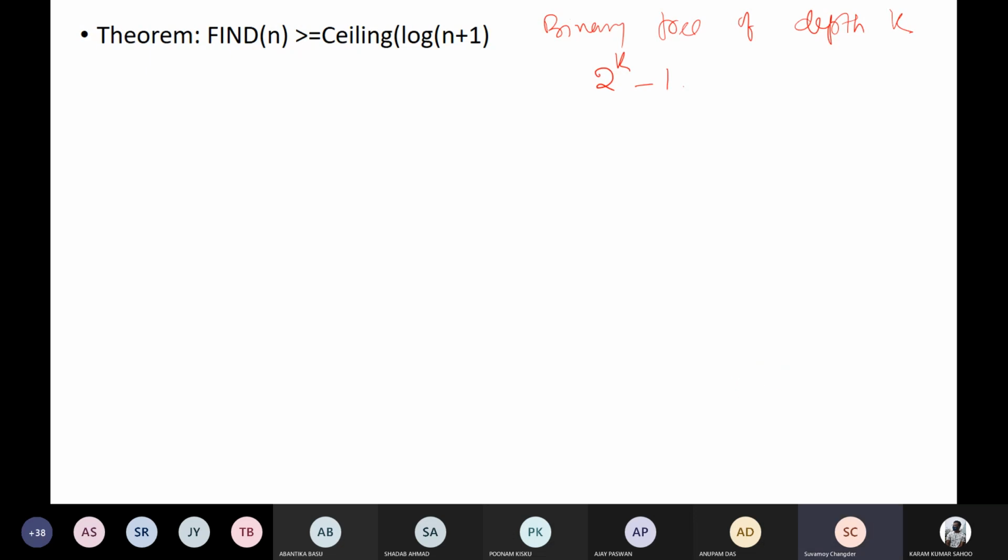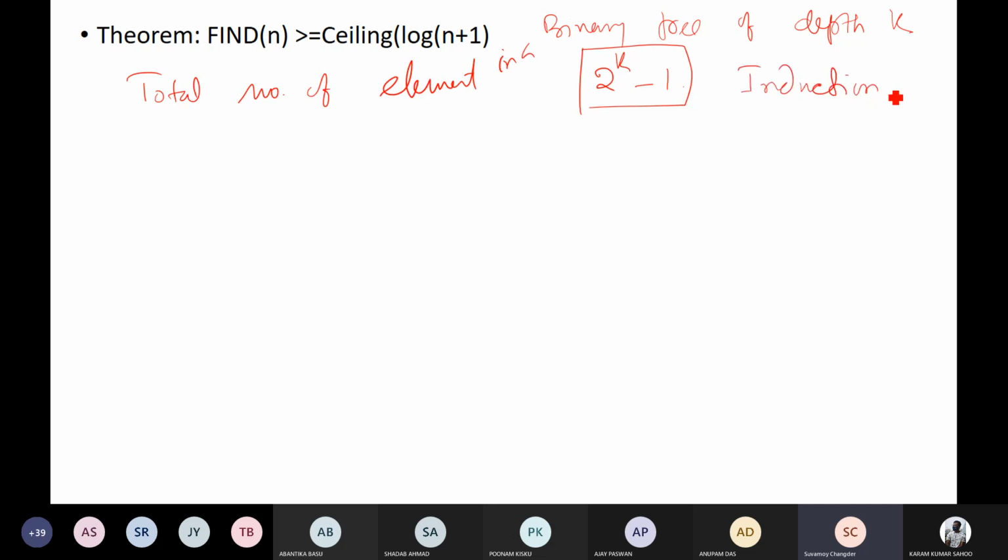Okay. So the total number of elements in a binary tree of depth k is equal to 2 to the power k minus 1. This is a theorem and we can prove this by the method of induction. We can prove this theorem. Okay, this is not a big issue.